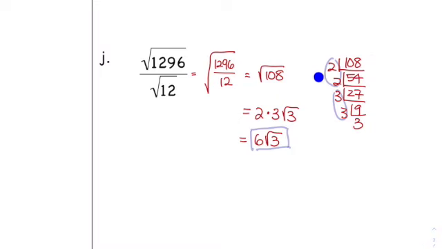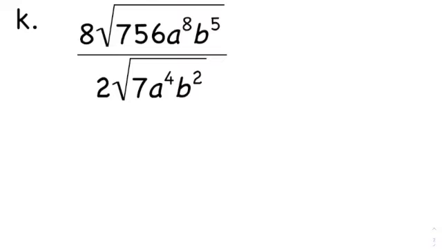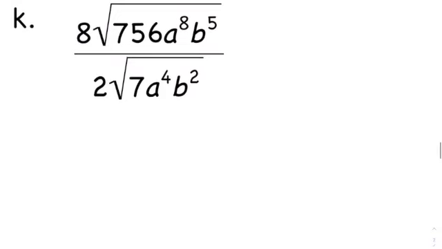That's just giving me 2 pairs of 2, 1 pair of 3, and left with the 3. So 3 stays in the square root, and 2 and 3 come out. 2 times 3 is 6. So that's letter J. For letter K, notice it is a division problem.